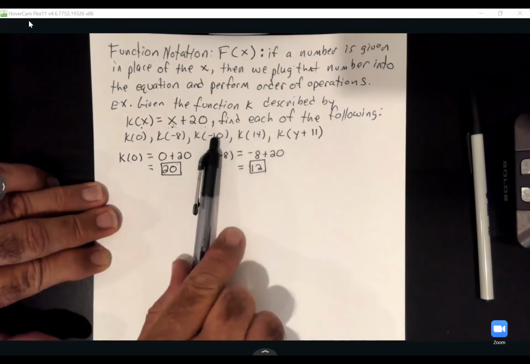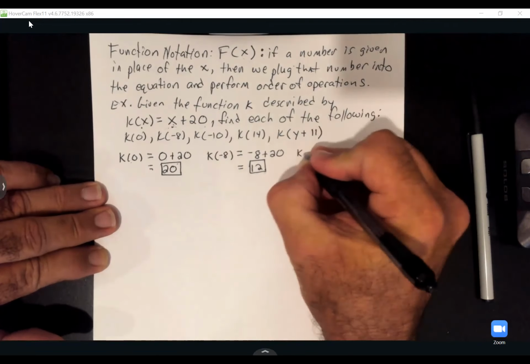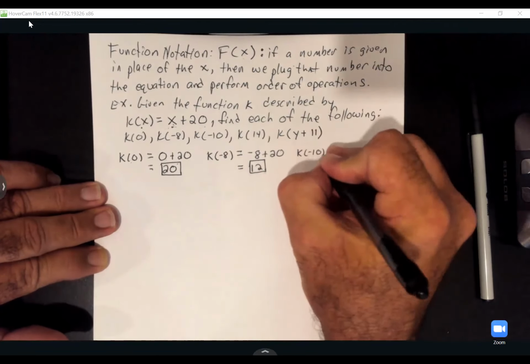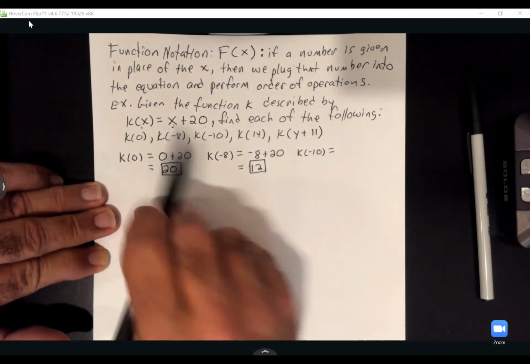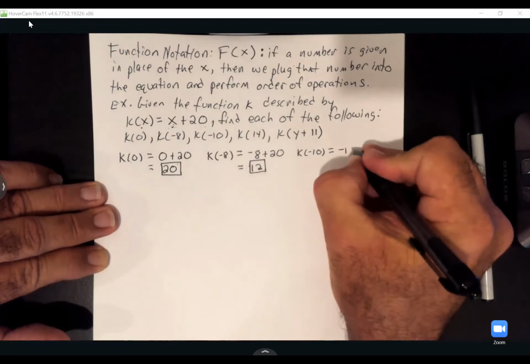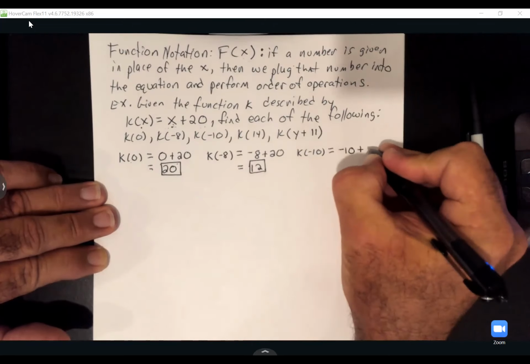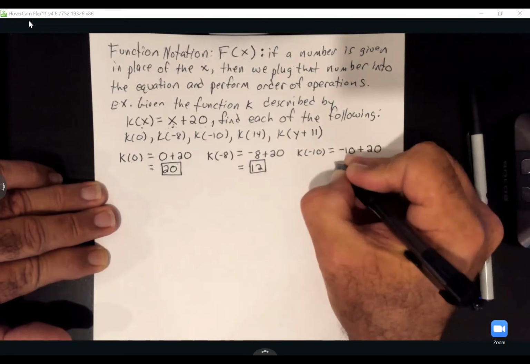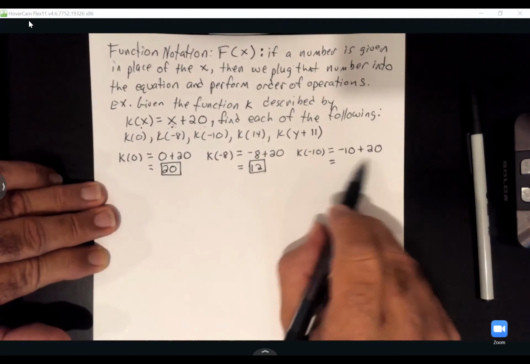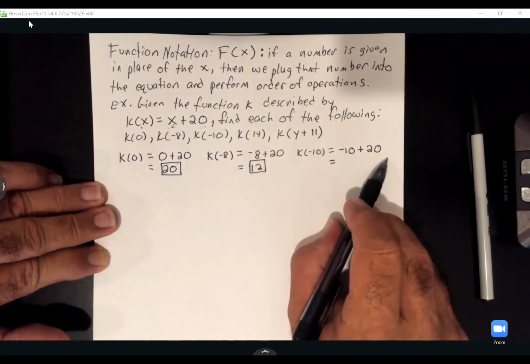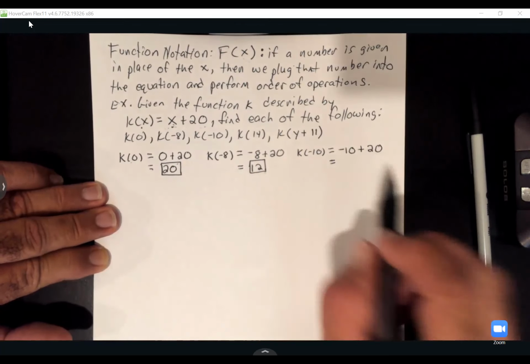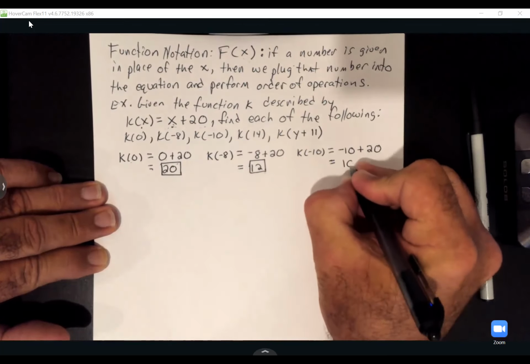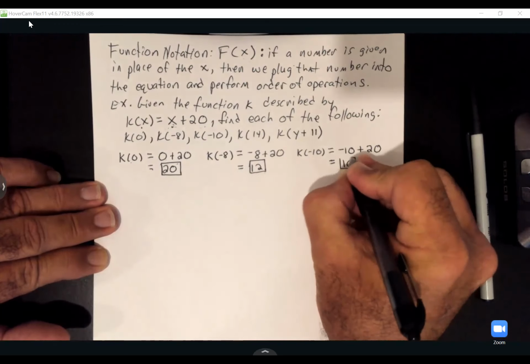All right, what's next, y'all? K of -10. K of -10 will equal, put a -10 in for that x. So we're going to have -10 plus 20. Y'all, unlike signs, subtract and get the sign of the larger number. 20 minus 10 is 10. Larger number is positive. So that's going to stay a positive 10.